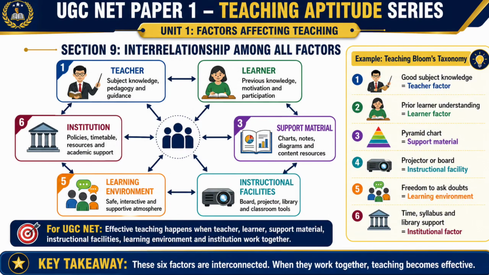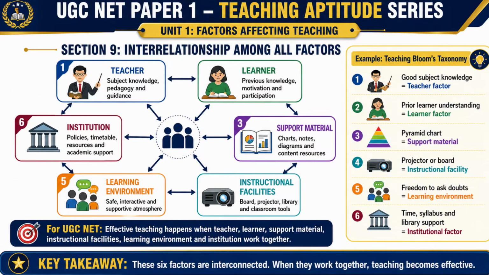Section 9. Interrelationship among all factors. Now let us understand an important point. These 6 factors are not separate boxes. They are interconnected. Teacher and learner interact directly. Support material helps the teacher explain and helps the learner understand. Instructional facilities allow support material to be used effectively. Learning environment determines whether interaction becomes active or passive. Institution provides the system within which all these operate.